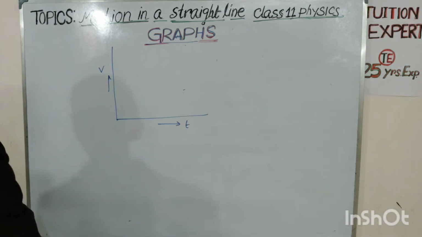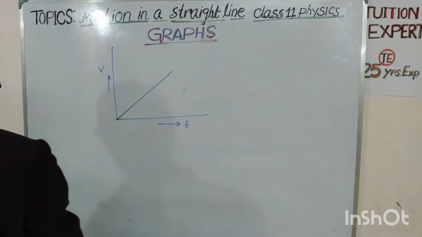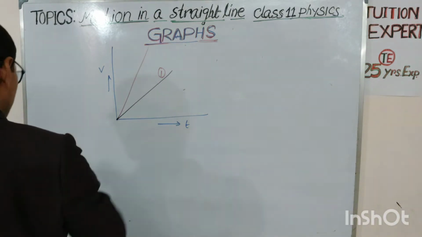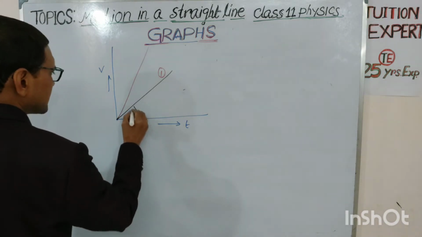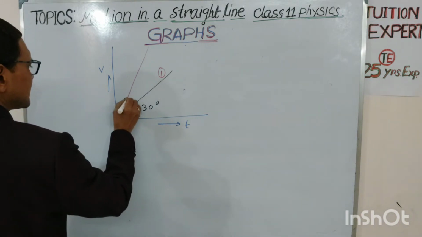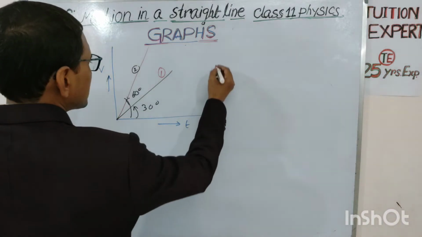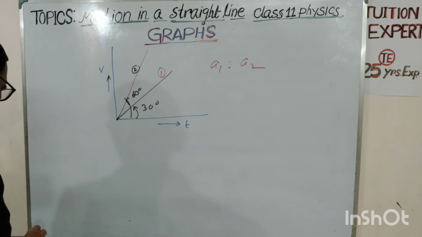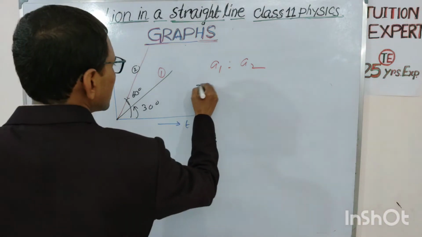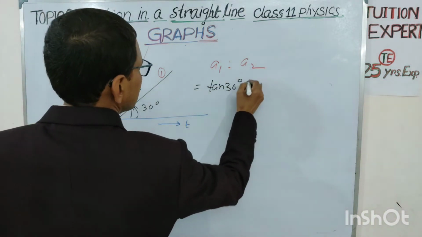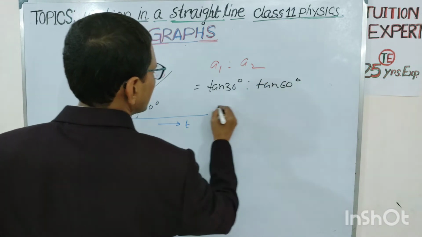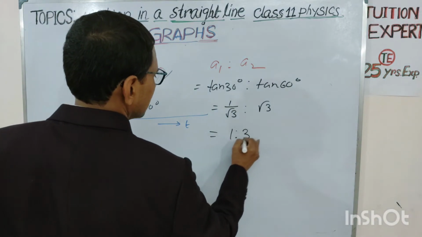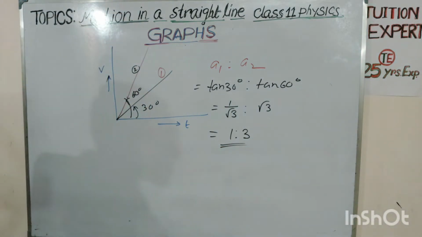Now slope graphs are given. This is a graph and this. This graph makes an angle of 30 degrees, and this angle is 60 degrees. What is the ratio of accelerations, a1 to a2? We know that the slope of a v-t graph equals acceleration, so a1 is to a2 equal to tan 30 degrees is to tan 60 degrees, which is equal to 1:3. So this is the answer.